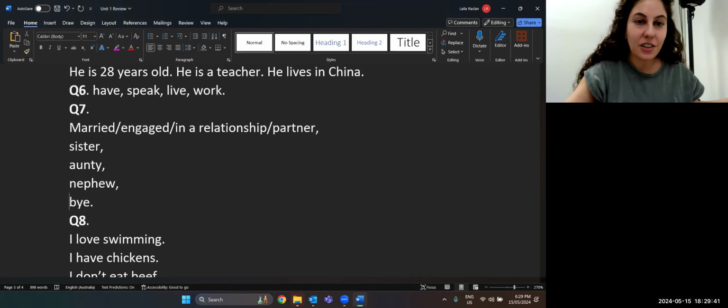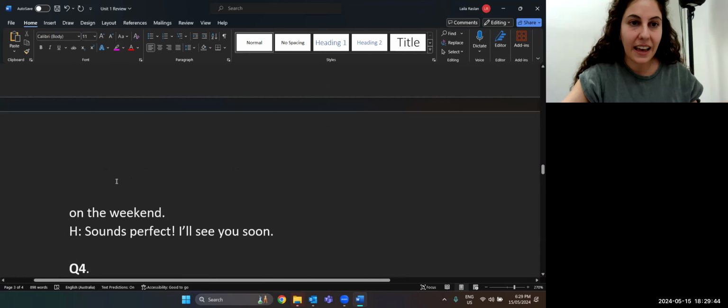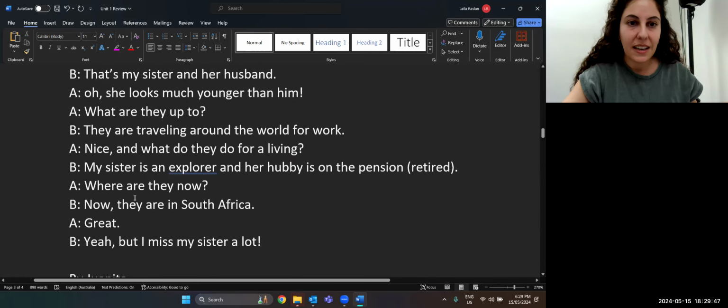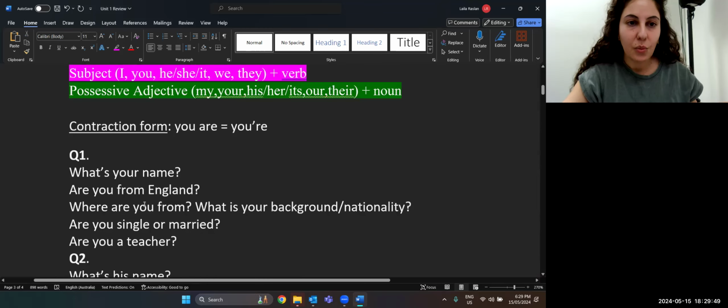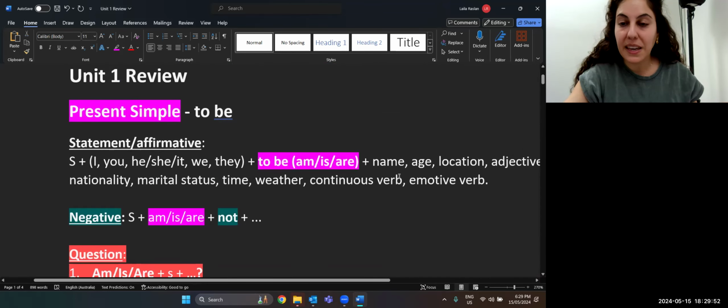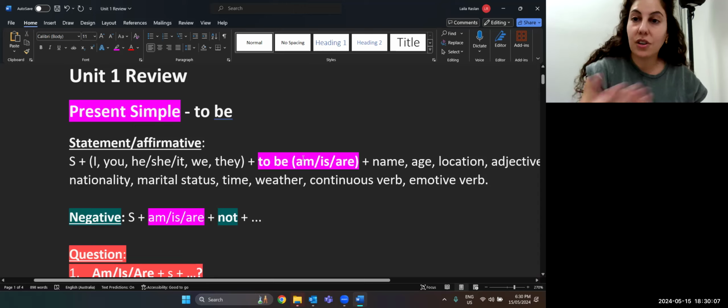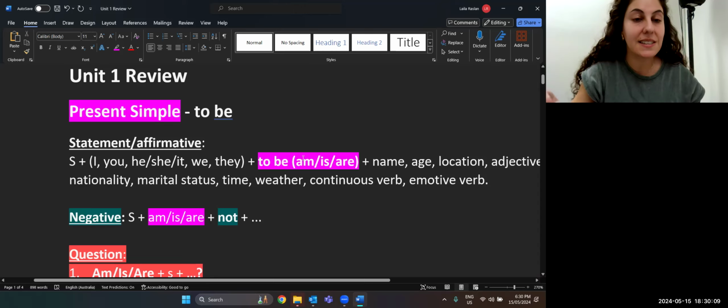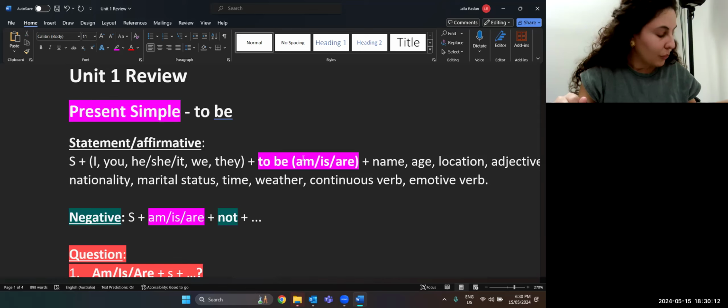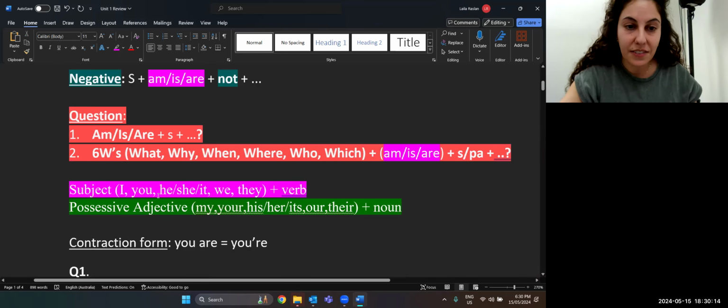Okay, so we know how to use the verb to be before. Let's go back to the rules before we continue. We know we need to use the verb to be when we talk about our name, our age, our location, nationality, if we're married or single, the time, the weather. Any of these things I must use to be. Remember, it is in the present simple. We can also talk about the past and the future, but we're just in the present. We know how to talk about the possessive adjective and why it's different to the subject.